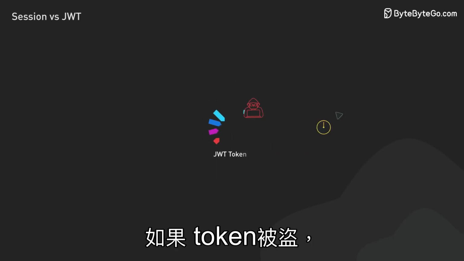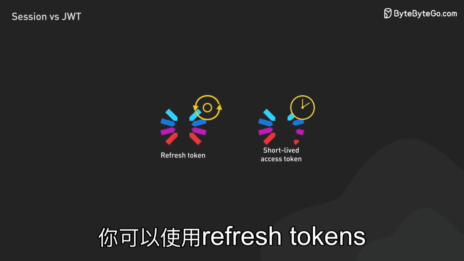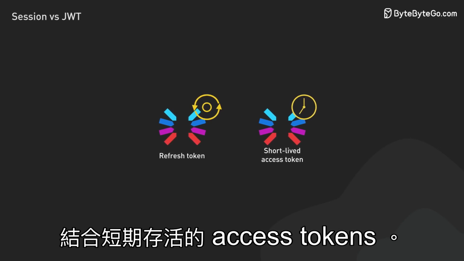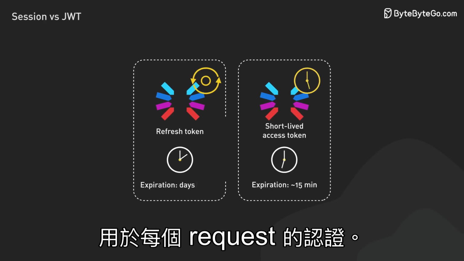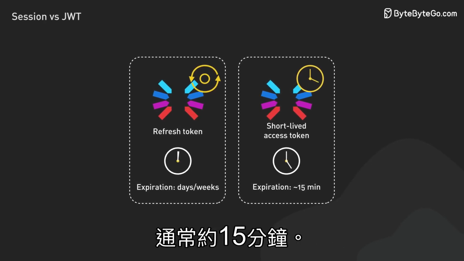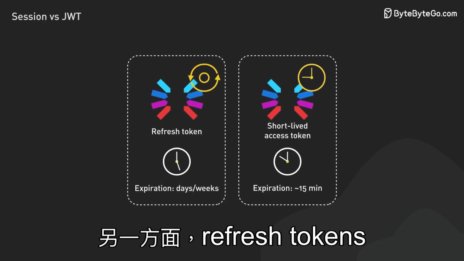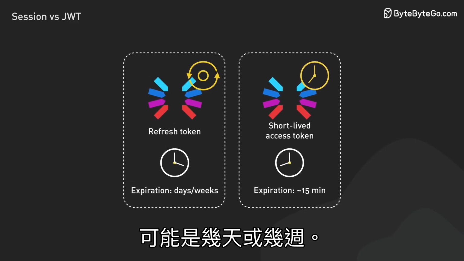If a token is stolen, it can be used until it expires. To mitigate this, you can use refresh tokens in combination with short-lived access tokens. The access token is the actual JWT used for authentication on each request. It has a short expiration time, typically around 15 minutes. The refresh token, on the other hand, has a much longer expiration time, perhaps several days or weeks.